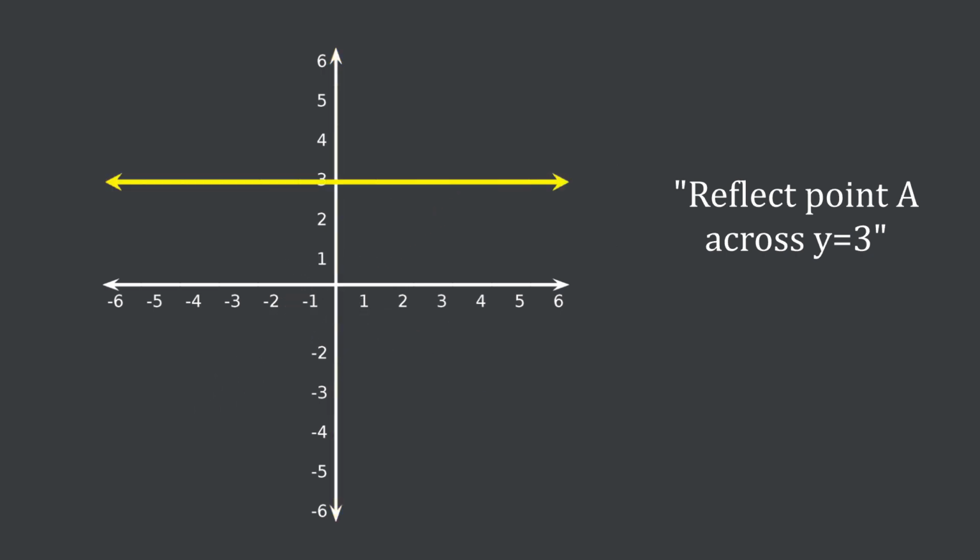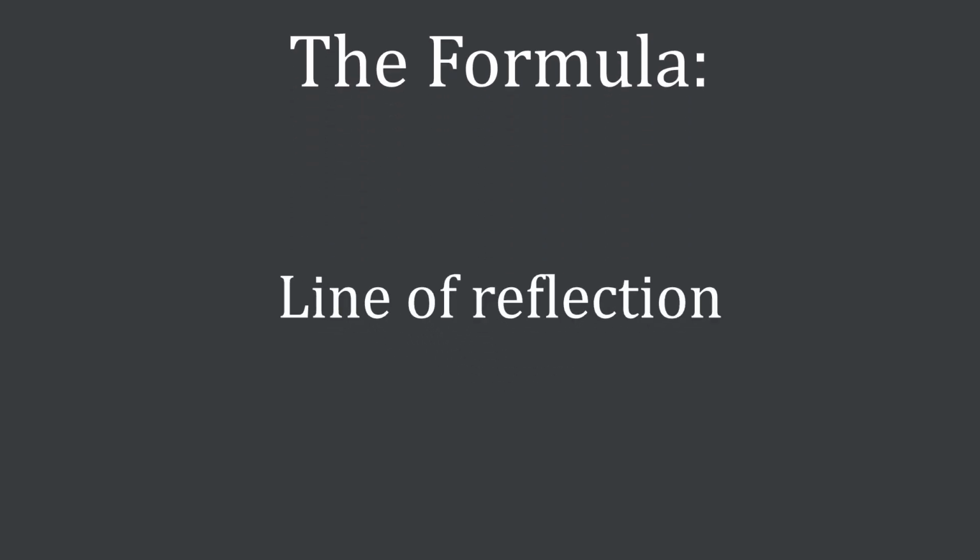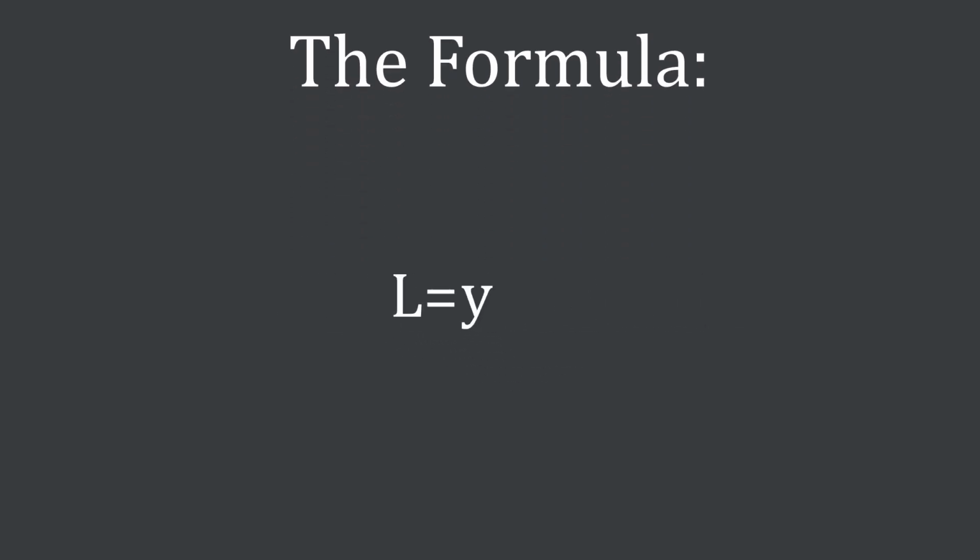Now, there are two methods you can use to find the reflection of point A. The first one is to count the distance between the point and the line of reflection, and then multiply the distance by 2 and add it to the y value, because y equals 3 doesn't move the x position. The second method is a formula I made myself after not being able to find an alternative method to counting. The formula goes like this. Line of reflection, or L, equals y or x plus d, aka distance. From there you can multiply d by 2 and add d to y, and that is the point's reflection.